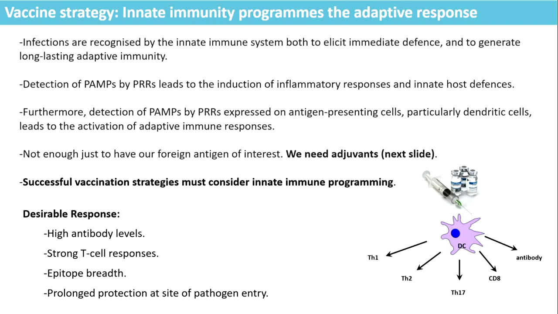So the take-home message from this slide is that if you want a successful vaccination strategy, you need to consider the innate immune system as well, okay? And obviously the desirable response from a vaccination is that we want high antibody levels, a strong T-cell response, a wide breadth of epitopes that we can recognize, and prolonged protection at the particular site where we would encounter the pathogen.